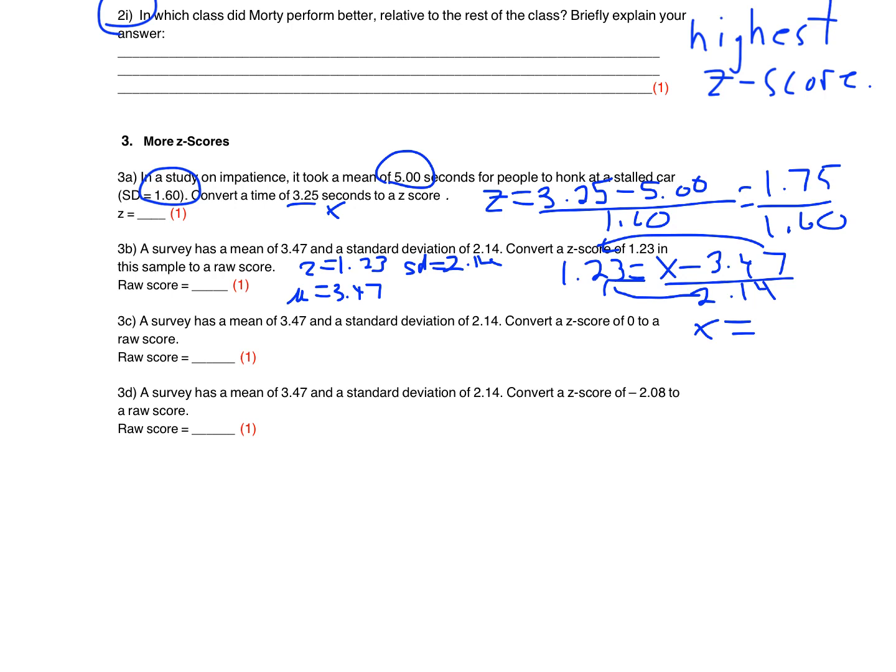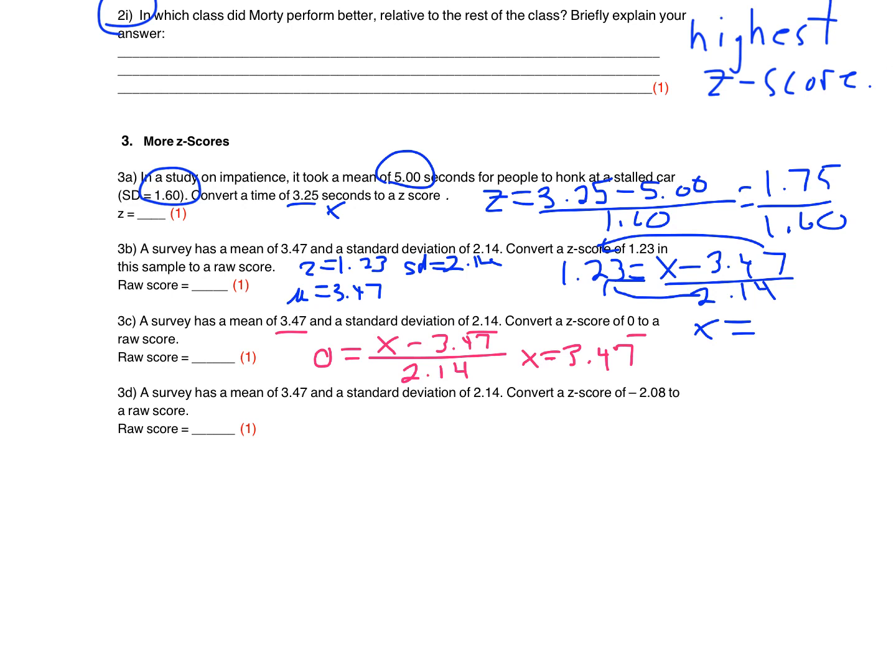All right, for question 3C, we are given a mean of 3.47, a standard deviation of 2.14, and a Z score of 0, and they're asking us to convert that to a raw score. Well, that makes it pretty easy because if our Z score is 0, it means that the difference between our score and the mean score has to be 0. So they have to be equal. And so in this case, X would have to be 3.47 so that we can do 3.47 minus 3.47 on top and get 0.